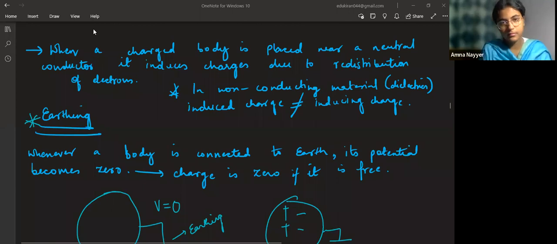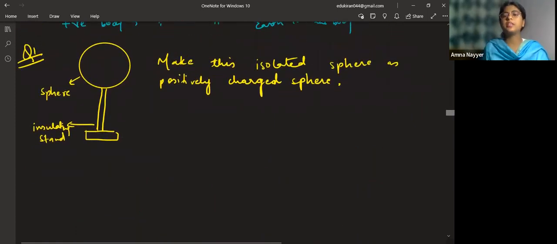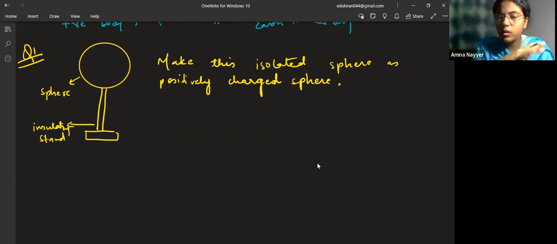Yes, miss. Okay, see, the question is, this is an isolated sphere, this is neutral right now, but you have to make it a positively charged sphere by using the method of induction, definitely, because other methods are not possible to make this a positively charged sphere. So by induction, you have to make this sphere positively charged.